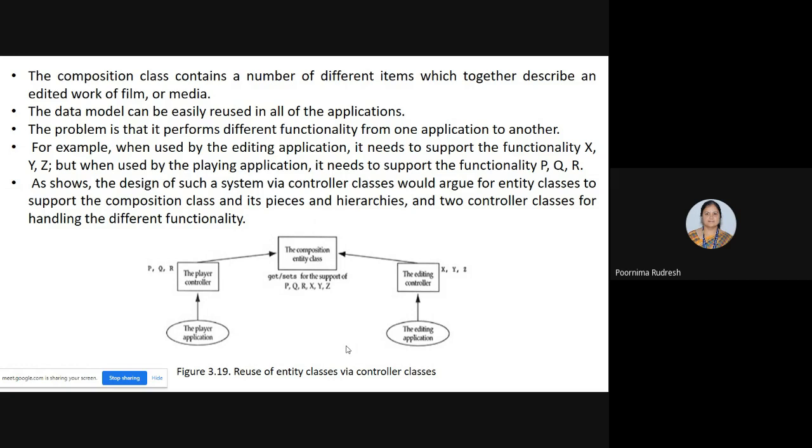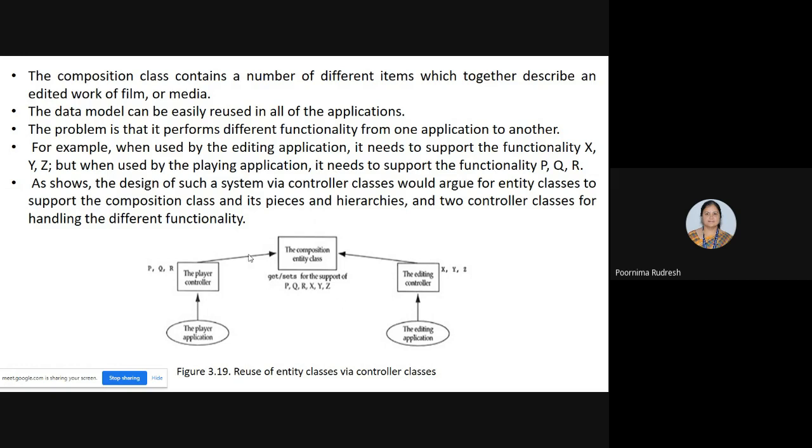This composition class consists of a number of different items which together describe an edited work of film or media. Here we'll have this example. We consider the composition class that consists of different items which together describe an edited work of film or media, meaning they describe the edited work of a media or the film.